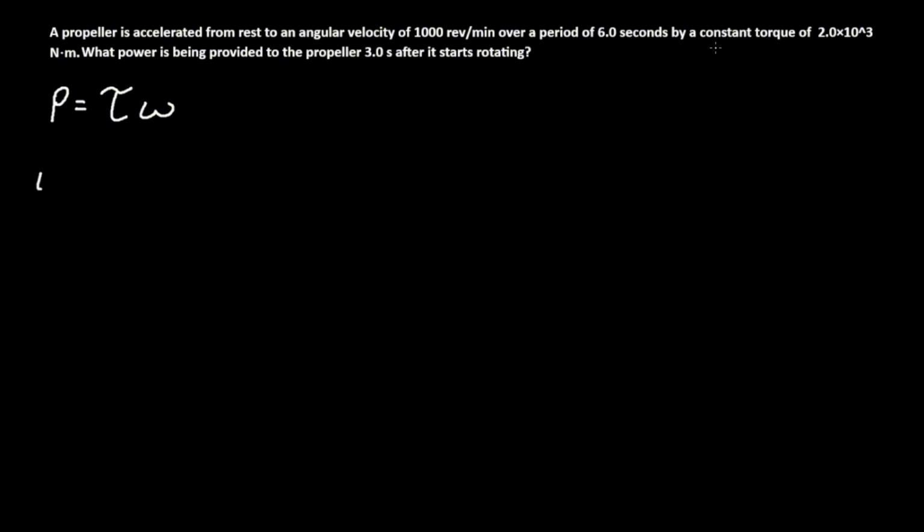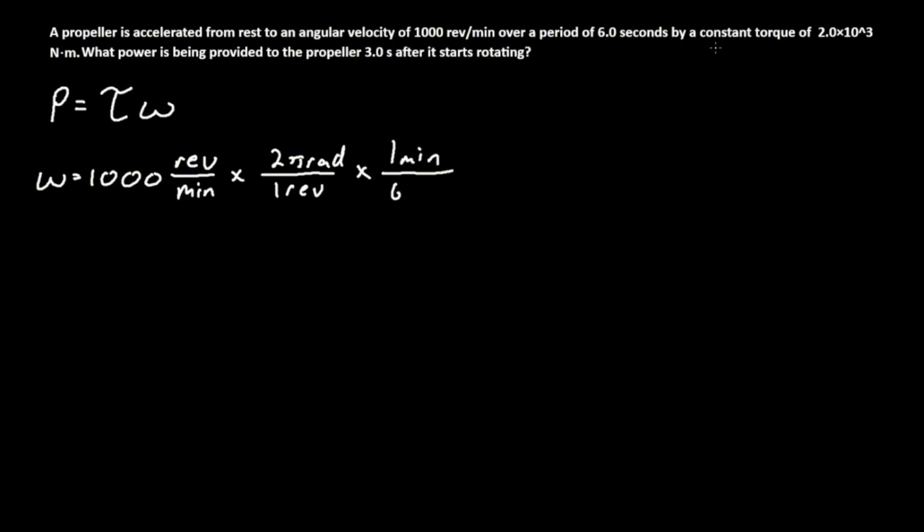But we have an angular velocity of 1,000 revolutions per minute. So we need to do some unit conversion. 1 revolution is equal to 2 pi radians, and 1 minute is equal to 60 seconds. So the minute unit cancels out and the revolution unit cancels out to just leave radians per second, which is exactly what we want.